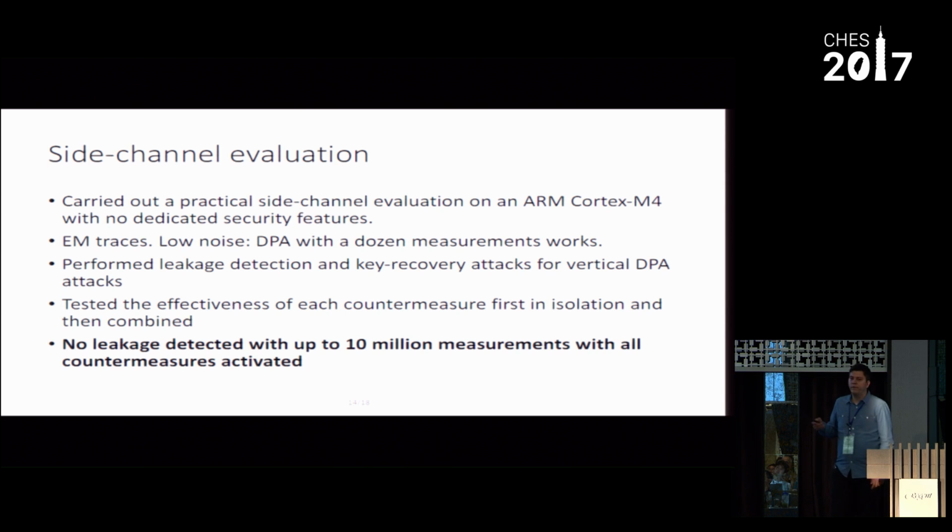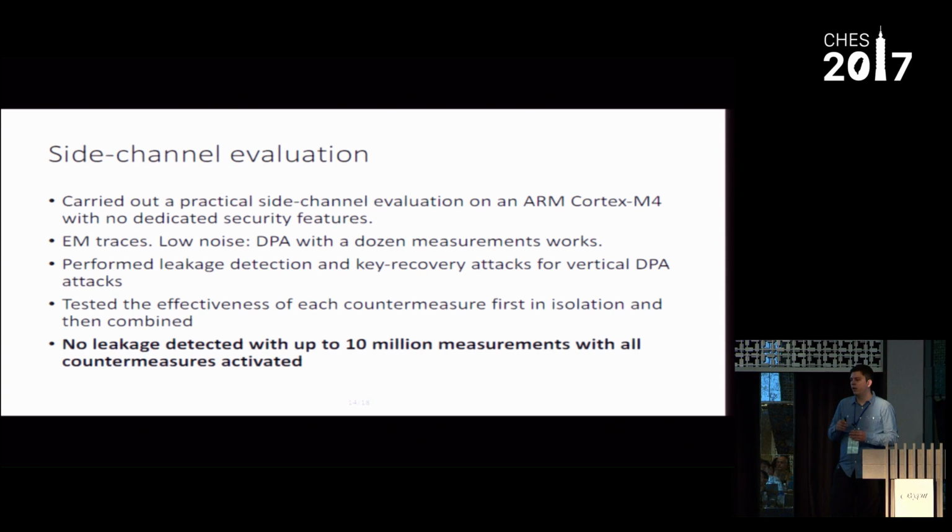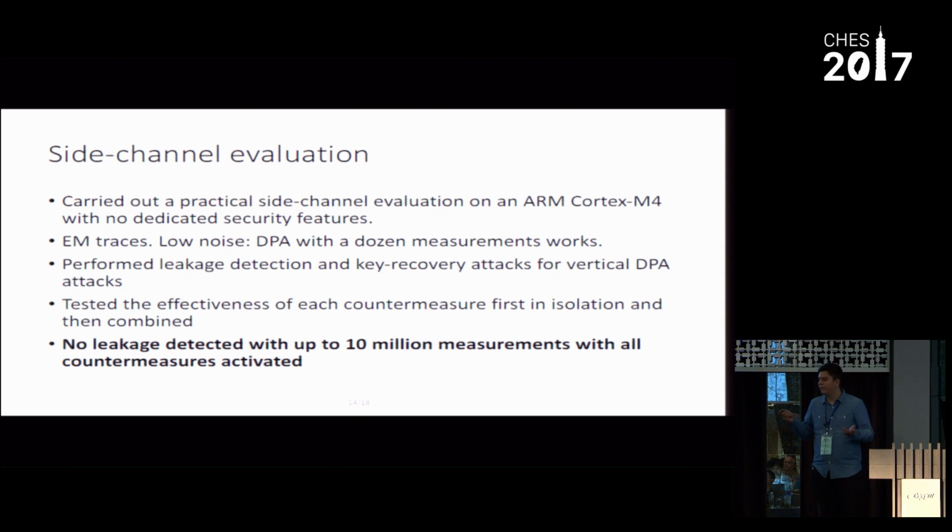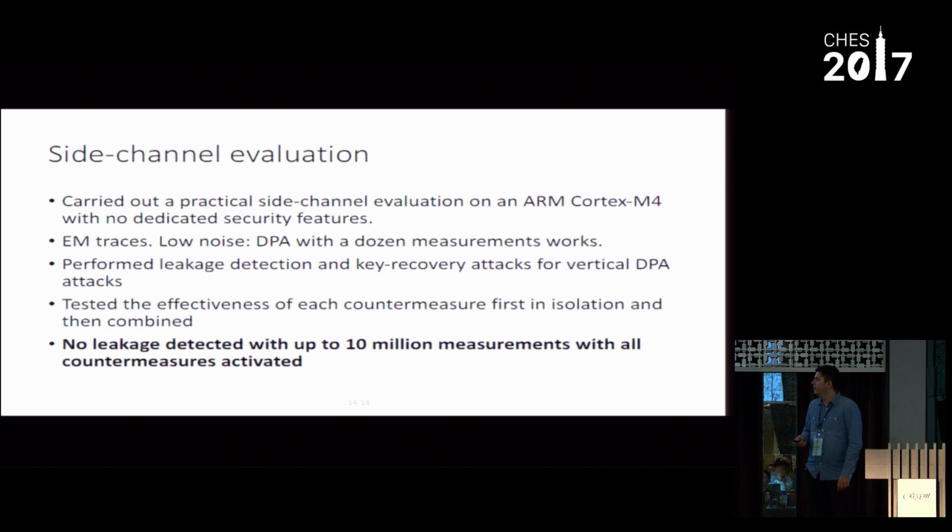And we performed some leakage detection tests, first not using any countermeasure. We started with this, and then we introduced a countermeasure and tried to find some correlation, and compared for every countermeasure. Then we activated all of them and also tried to come up with the leakage and extract some bits, but up to 10 million traces we couldn't extract any information when all the countermeasures were activated.